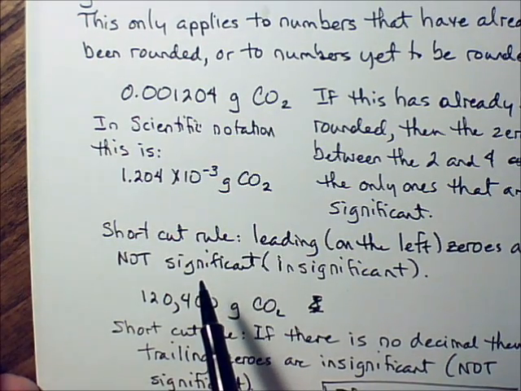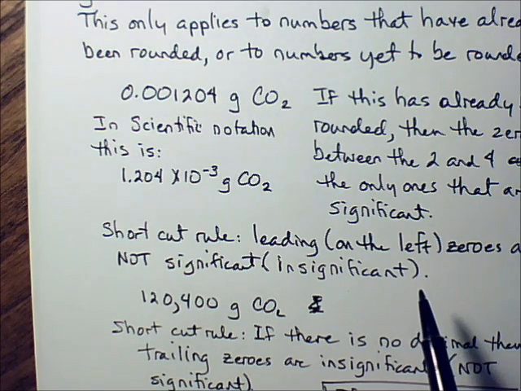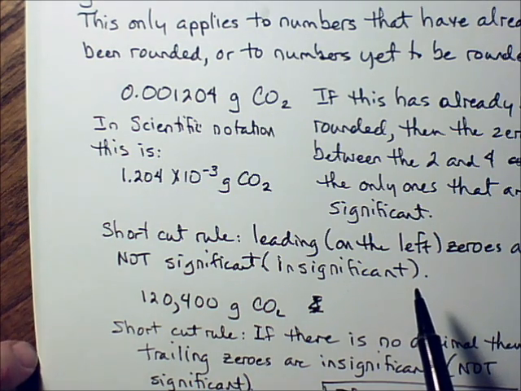So the zero has to follow the one, maybe it has to be behind a decimal place. Right. Maybe like 0.1012, then it would be significant.